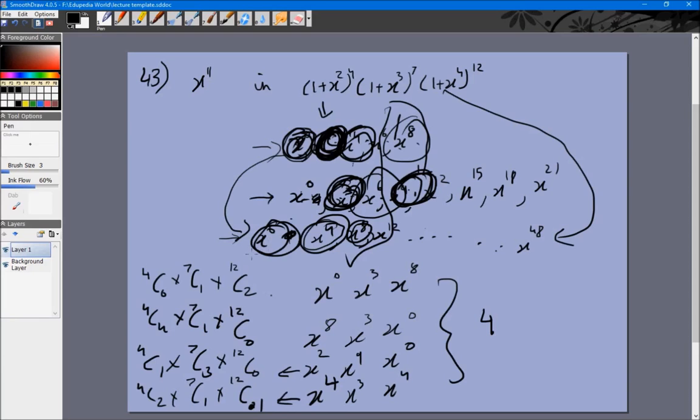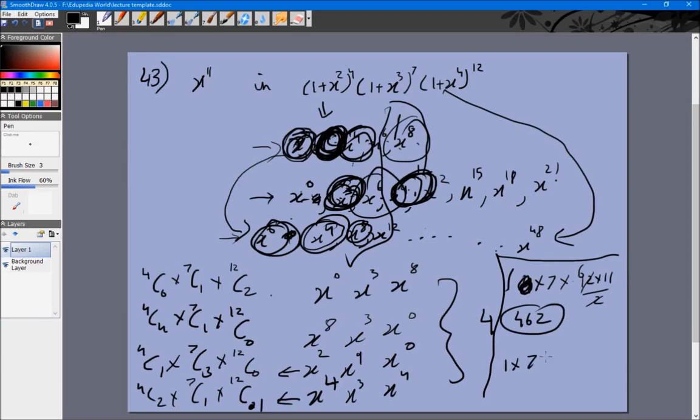You can calculate the value of each of the 4 terms, and then you can add them up. So from now it's simple enough. 4c0 is just 1, into 7c1 gives me 7, into 12c2 gives me 12 into 11 by 2. So this is 66 into 7, which gives me 462. So this is the first one. In the second case, we have 4c4, which is 1, into 7c1, which is 7, into 12c0, which is 1. So we have plus 7.